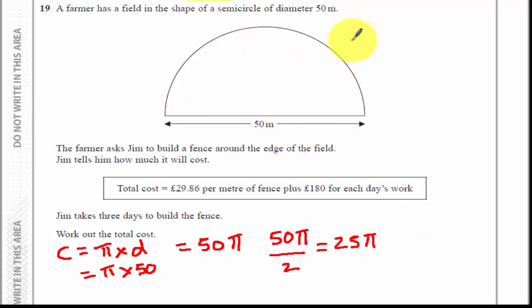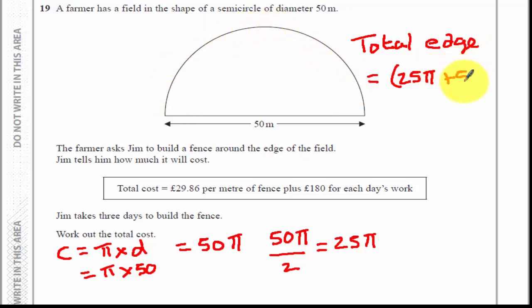So I'm going to write up here the total edge will be, I'm going to put it in brackets, 25 pi, because that's the length of the curved part, plus 50, because that's the length of the straight part of the field. And the units here are meters.